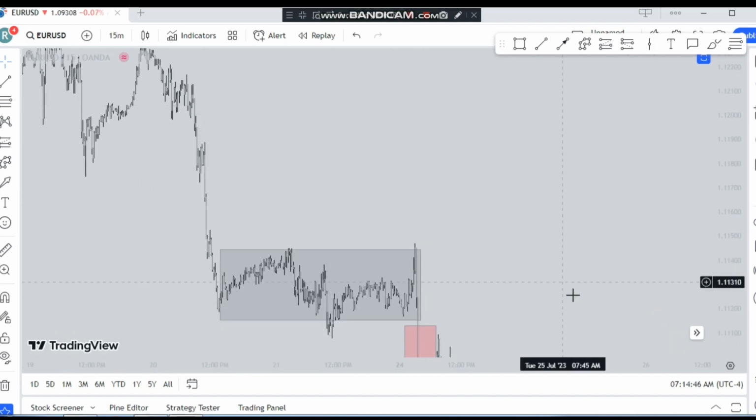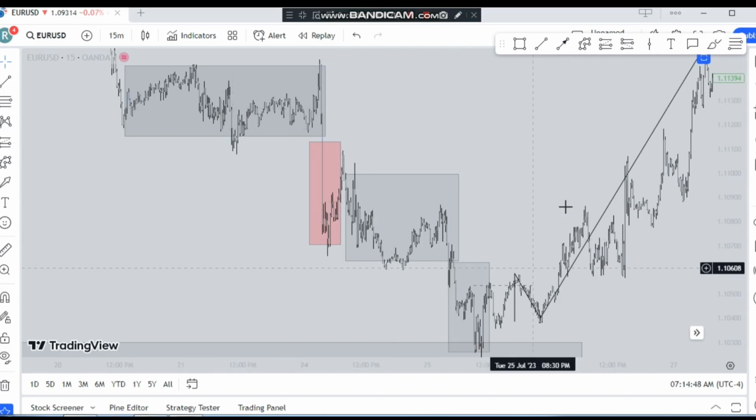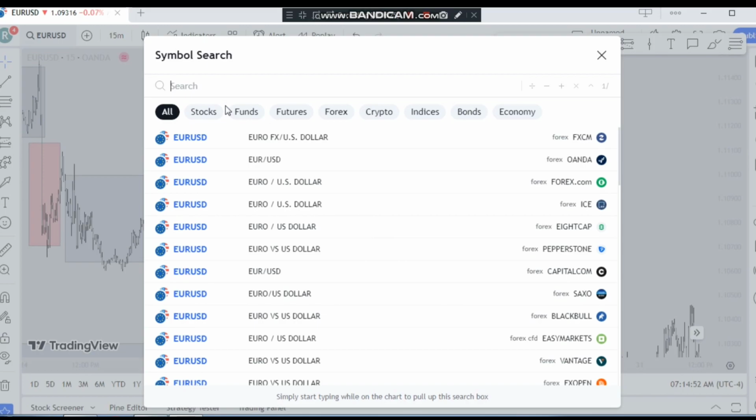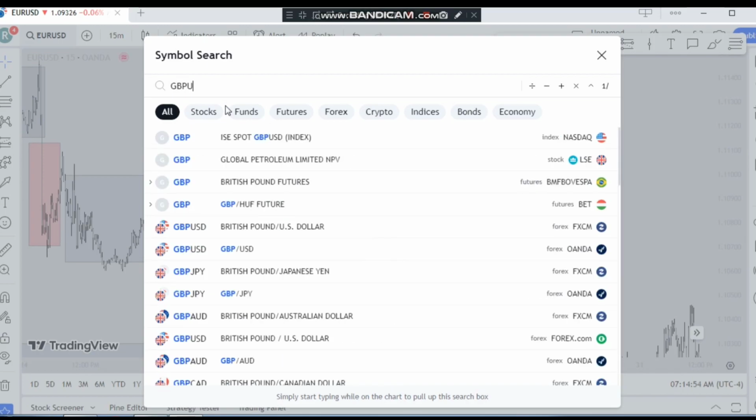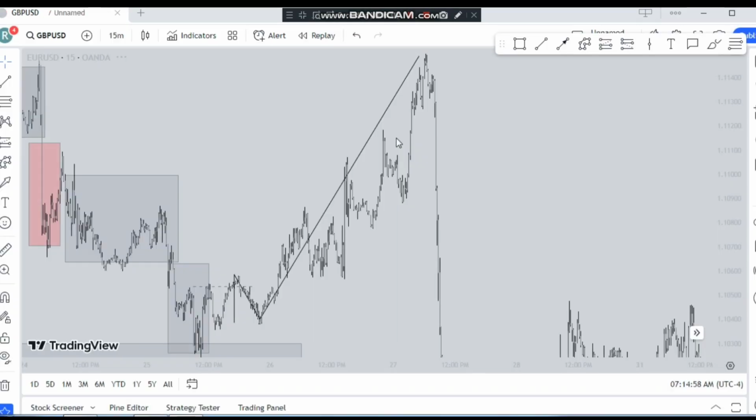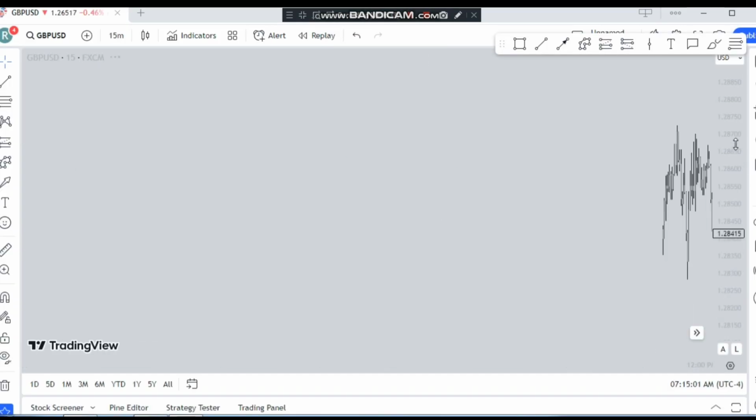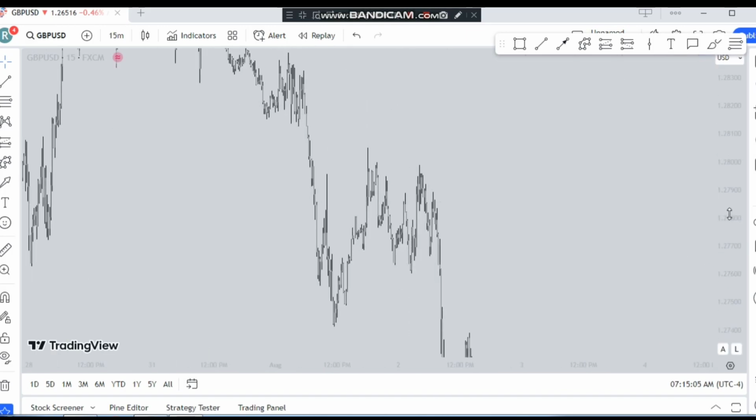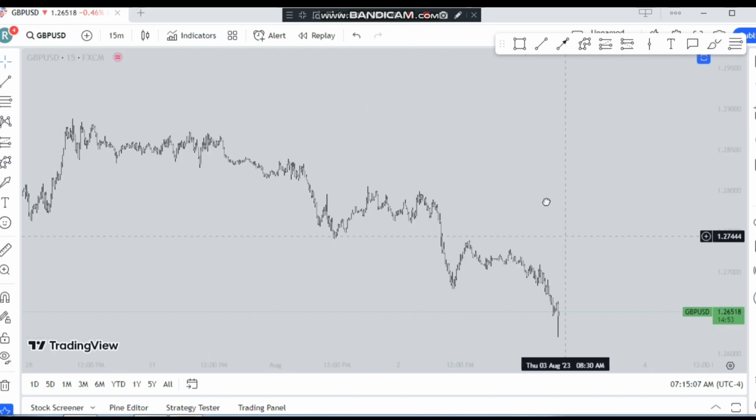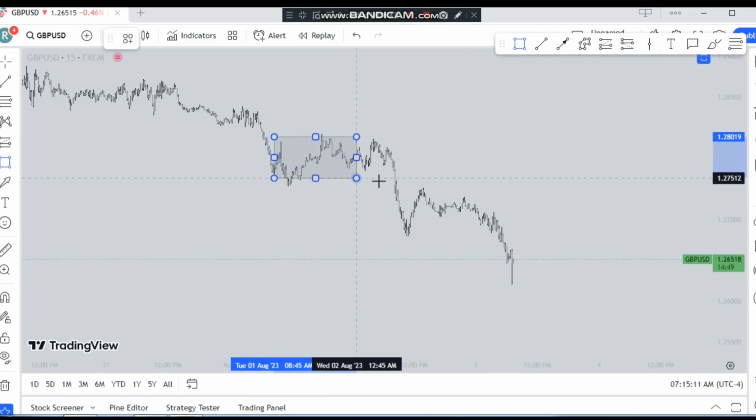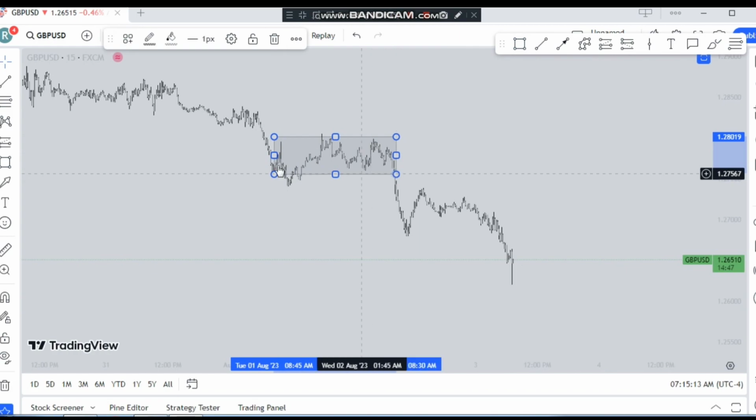Now I will predict the next move on the basis of this strategy, and I will do it for the GBP as I said earlier. So let's see what's going to happen next for the GBP. Now this is your GBP chart. So you can see consolidation. We will draw it from here.